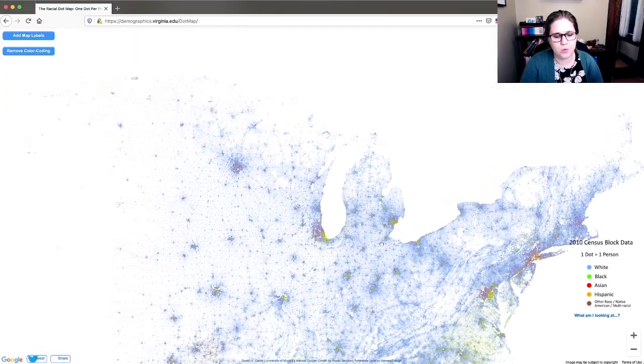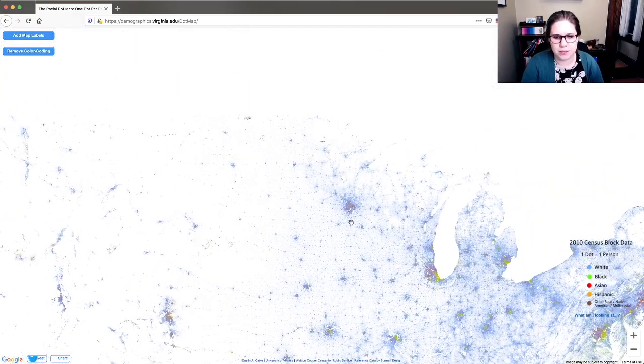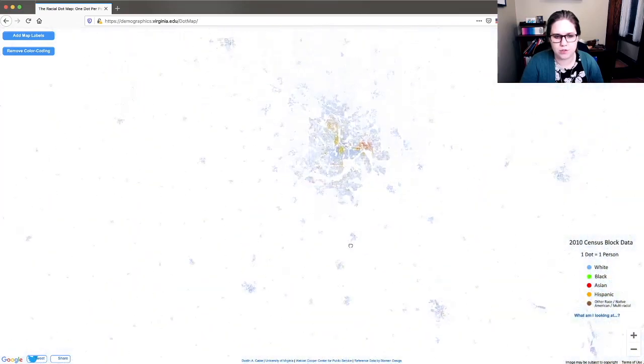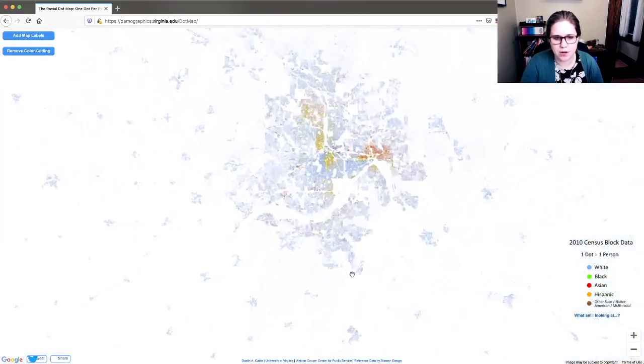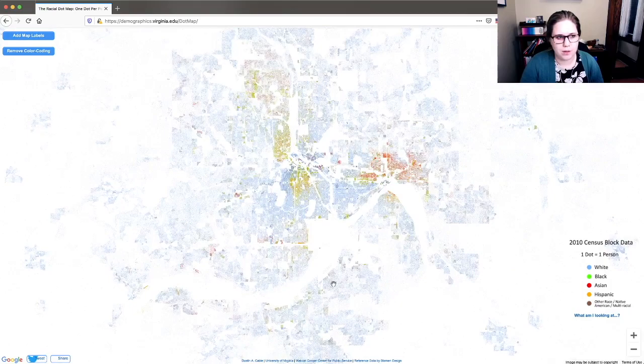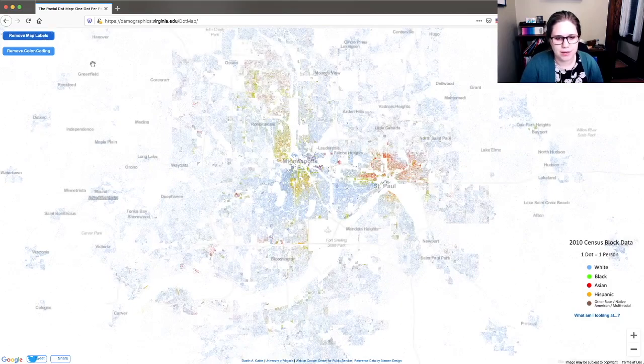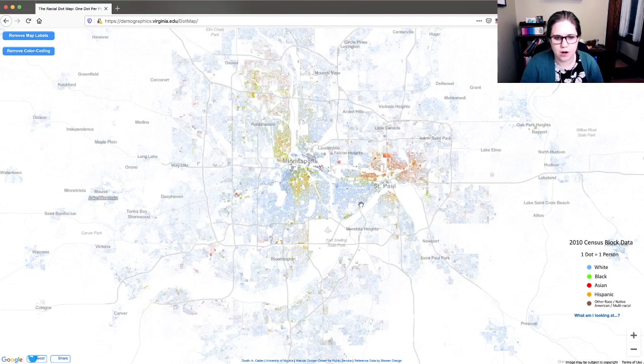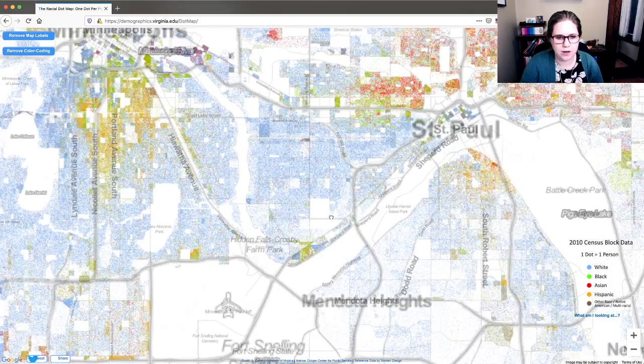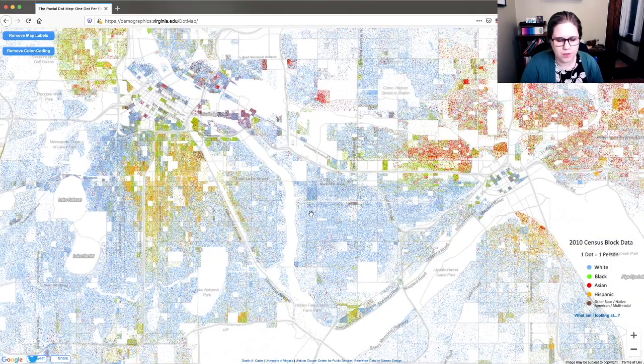And again, we could interact with this visualization. We could try and zoom in on the Twin Cities area. I'm going to add map labels so that I can kind of see where some things are. We could try zooming in on St. Paul, and maybe we could find the area where St. Thomas is. And we can see patterns of where there are many Hispanic people or many Asian people, many Black people.